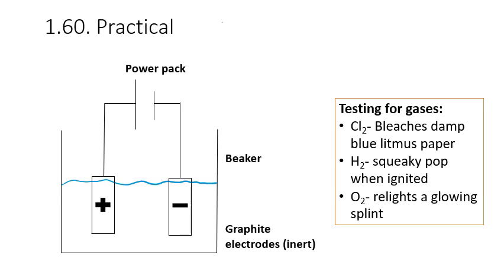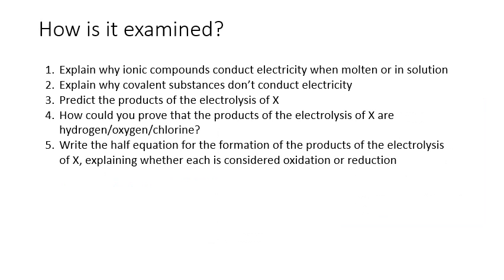This is something that you'll have to do in class, and you'll get much more understanding with when you've actually done it physically. So how is this content examined? Well, typically it's examined in conjunction with the bonding topic, because of course our understanding of the electrical conductivity of ionic and covalent substances is related to their bonding. So we already know why ionic compounds conduct electricity when molten or in solution, and why covalent substances don't conduct electricity.